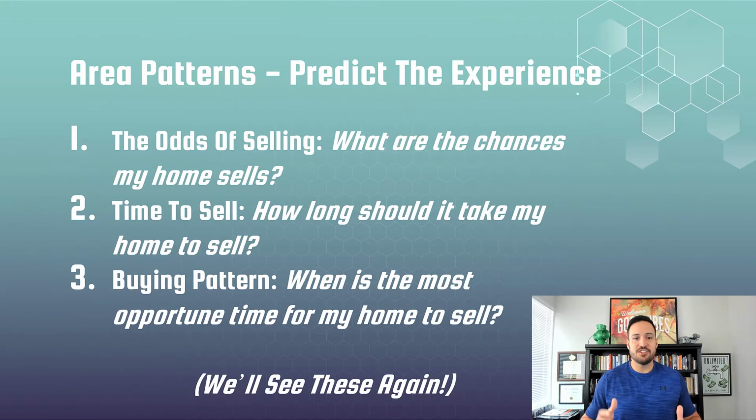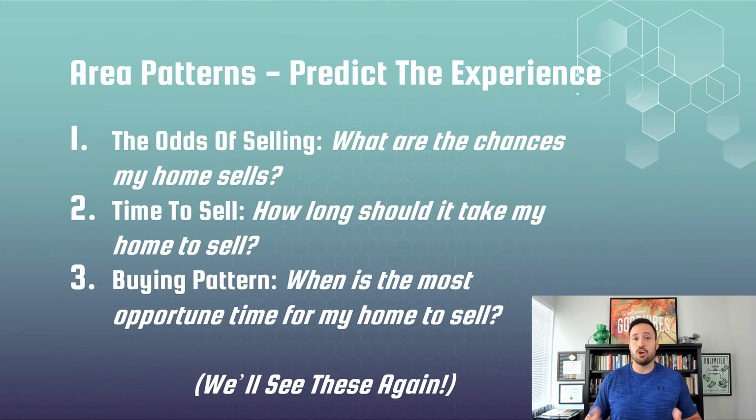So let me go over each of these steps really quickly. Number one, area patterns. This is about predicting the customer experience. This is about knowing the area. Now this portion of the software, we want to make sure we address key customer questions. So the first graph, the odds of selling, addresses the key customer question of what are the chances that my house sells? Most sellers are intuitively smart enough to know that not every home that goes out on the listing actually does sell. So they want to know what's my chance that I do sell, because I want to be able to plan ahead and move on to my next home.